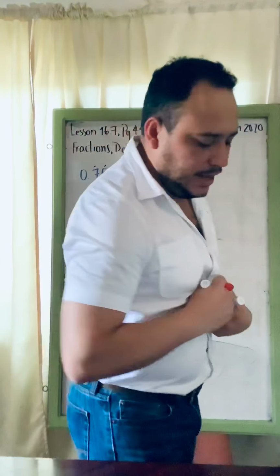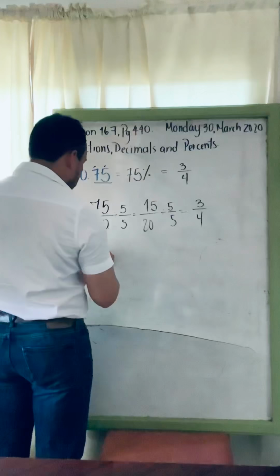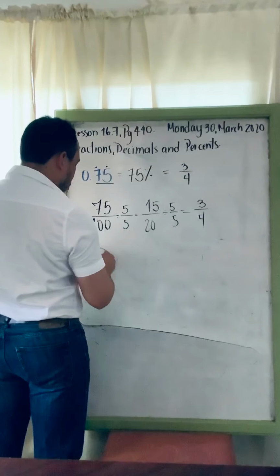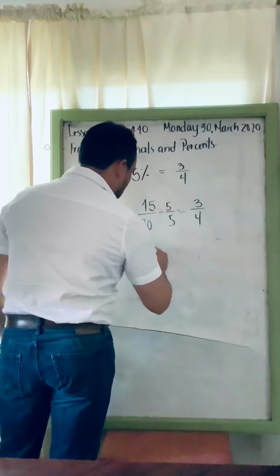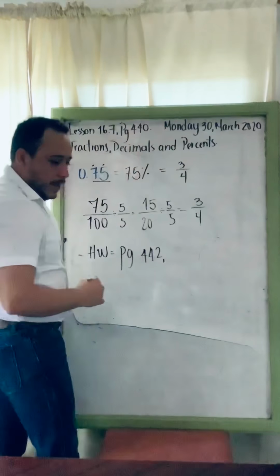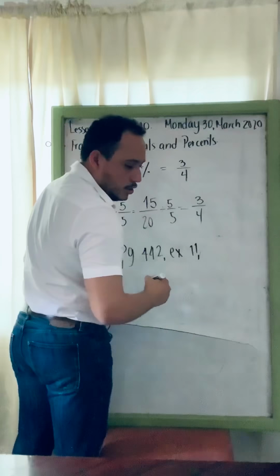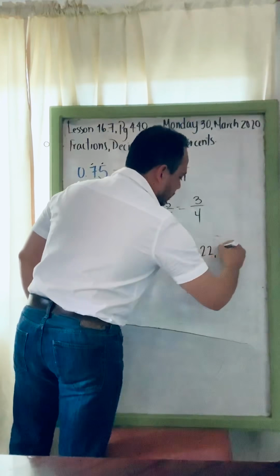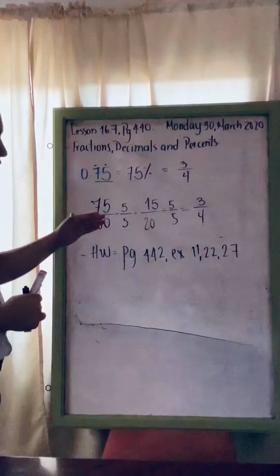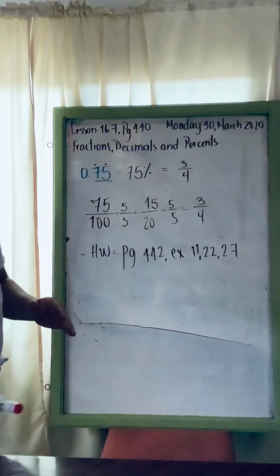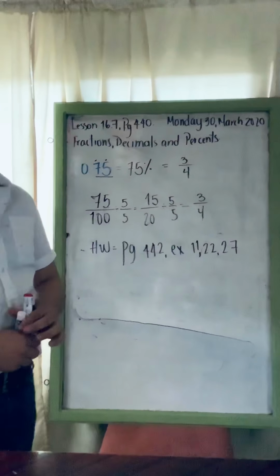Now, based on this, I need you please to work on this homework. Page 442, exercises 11, 22, and 27. Make sure about writing the instruction. Each exercise has a different instruction because it is written in 3 different ways. Please do your best, and I hope this video helps you a lot.